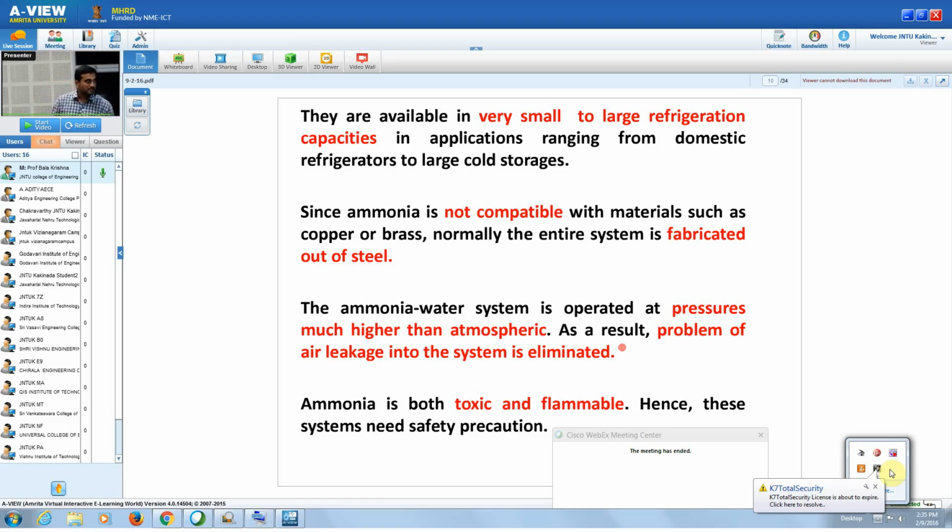And the last point is one of the disadvantages: ammonia is both toxic as well as flammable. Therefore, certain safety measures or safety precautions have to be taken for this particular reason, because it's toxic as well as flammable.